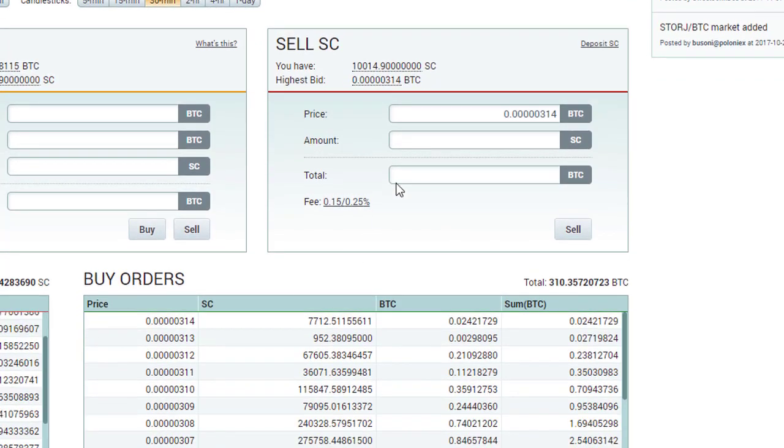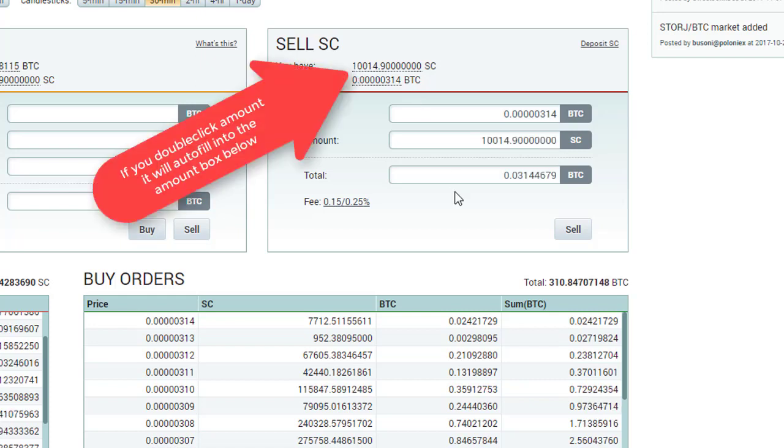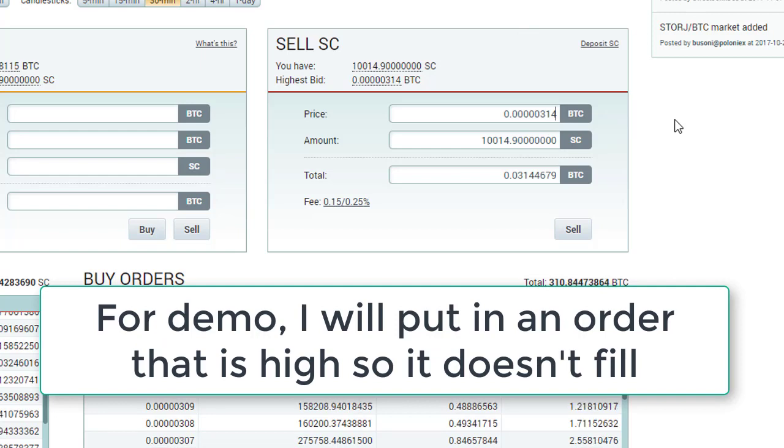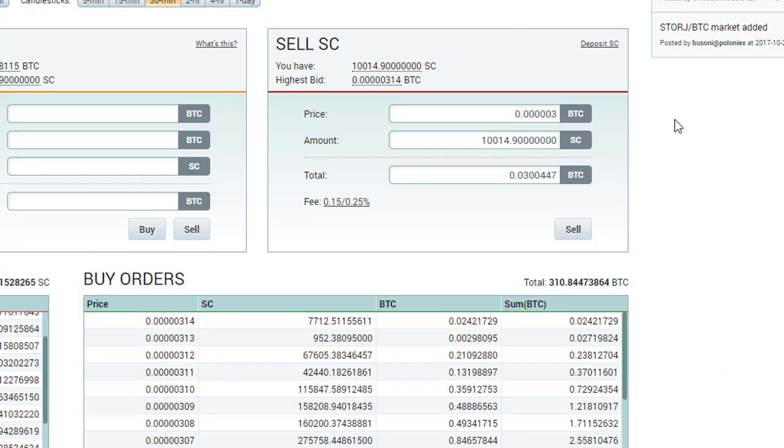So if I wanted to sell those coins, I would put in an amount. You can autofill the amount by clicking on the amount. Okay, and it's going to tell me approximately how many BTC I'm going to receive if I hit the execute button. So just to demonstrate, let's go ahead and put this in a super high rate. We'll say 0.0000335.